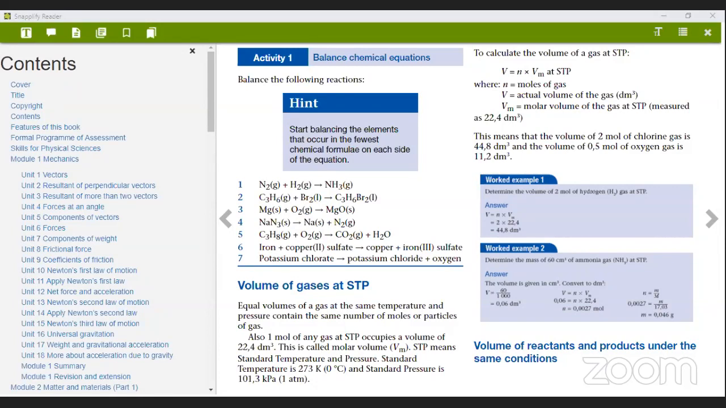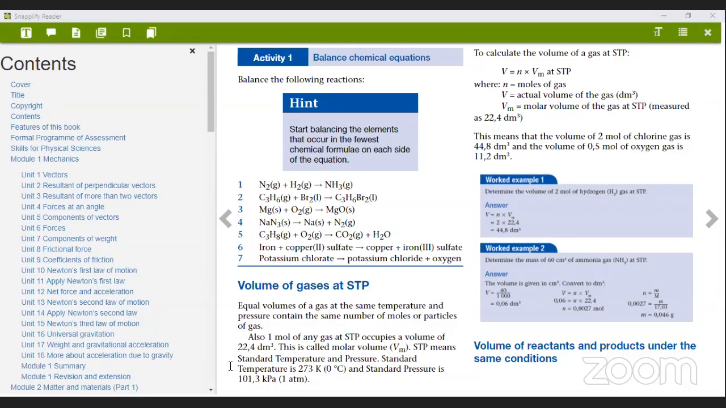Standard temperature is 273 K, or 0 degrees Celsius. Remember, when you convert from degrees Celsius to Kelvin, you have to add 273. So that's why it says 273 Kelvin in brackets, 0 degrees Celsius. And the standard pressure is 101.3 kPa, at 1 atm. And you must remember this all the time because we're still going to use it further in the problems that we're going to be doing later on.